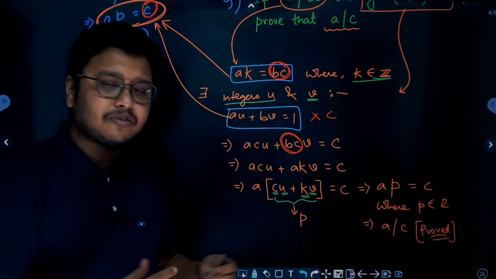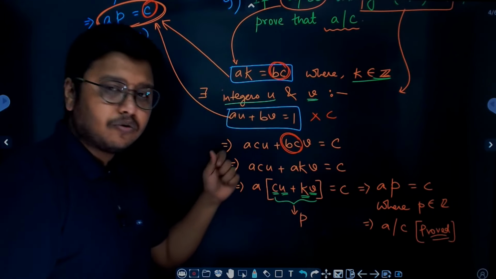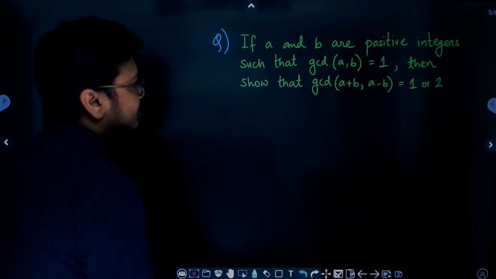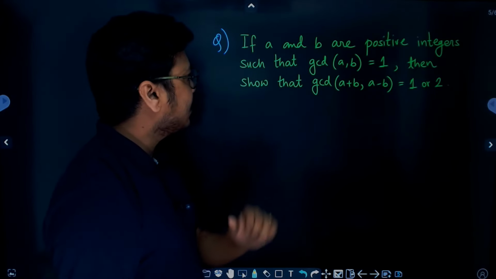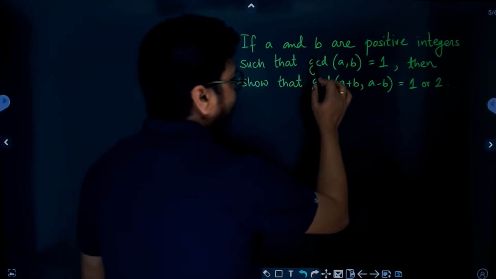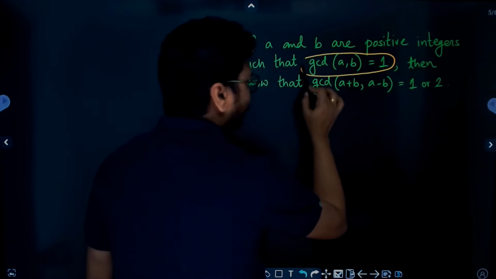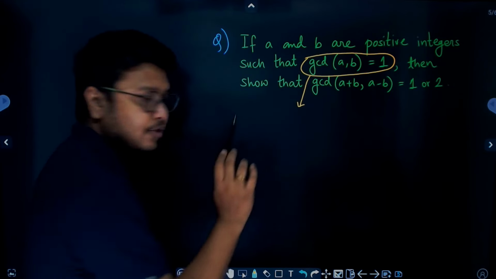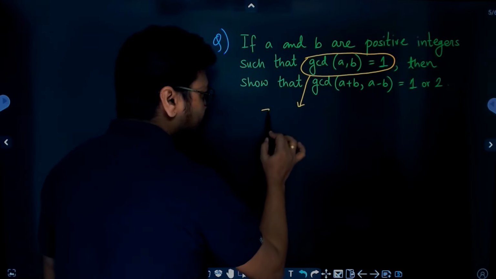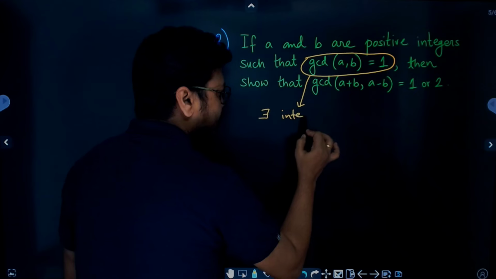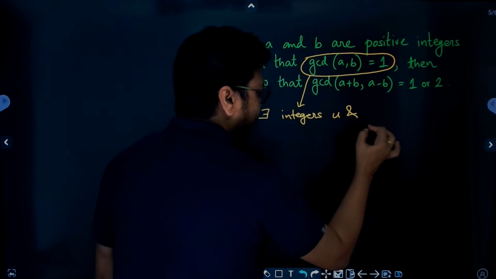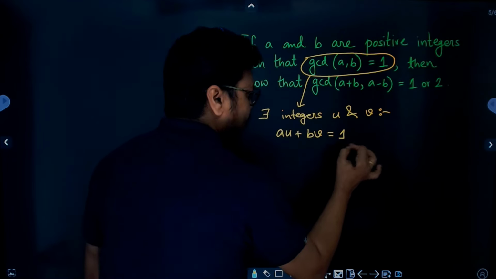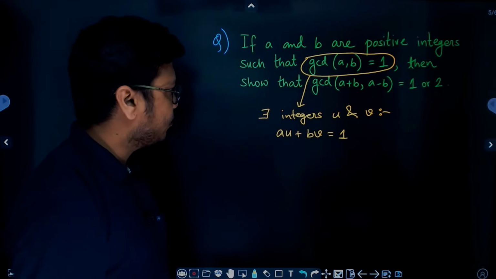Okay, so that was quite simple. Now let's move on to another question. This is saying that if a and b are positive integers such that GCD of a and b is 1, that means again relatively prime. So just from this information I should be able to write the equation. What is the equation format? That there exist integers u and v such that au plus bv equals 1. So I've converted one piece of information into an equation.